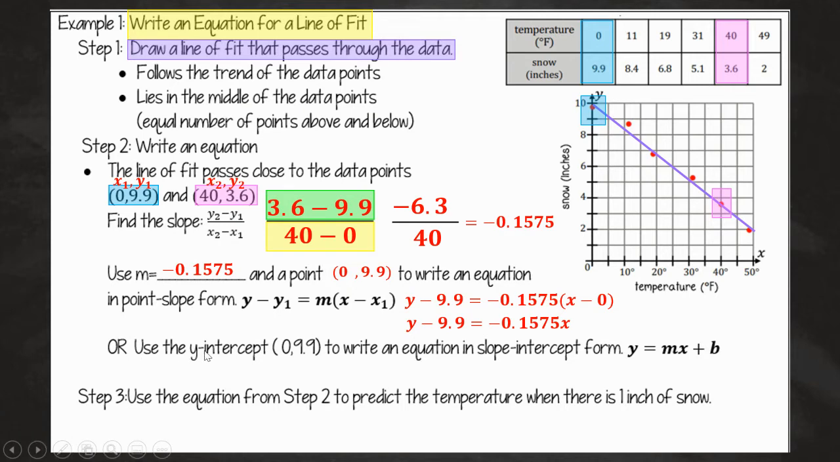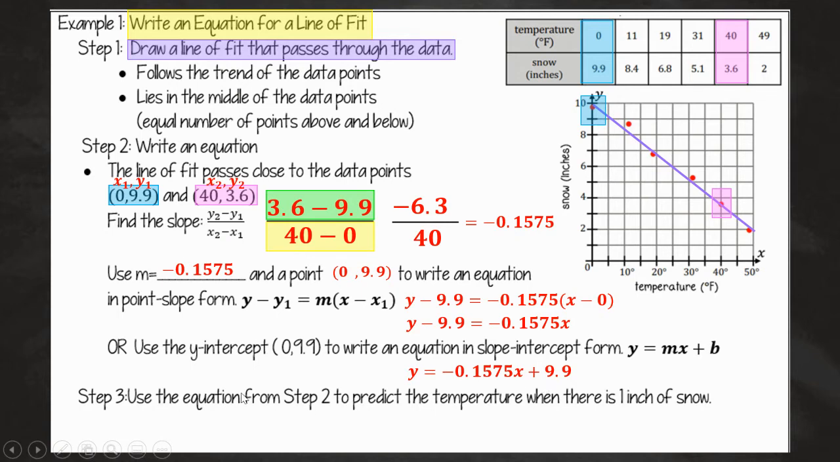Now it also said that we could use the y-intercept 0, 9.9 to write an equation in slope-intercept form. And so if I'm going to use that and write it in slope-intercept form, it's just y is equal to negative 0.1575x plus 9.9, which also makes logical sense because if I moved this 9.9 over to this side of the equal sign, I would add it and then I would be in slope-intercept form.